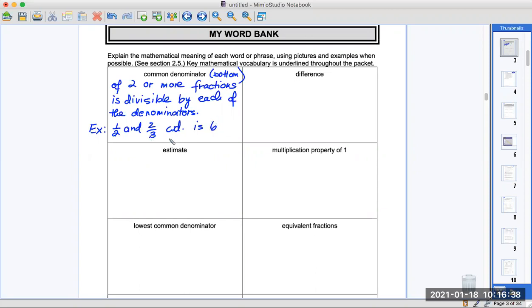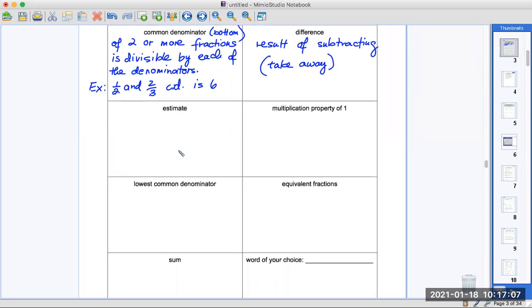Not always. Okay. Difference. The word difference is the result of subtracting. So it's a takeaway problem. Sometimes you use those words because they're elementary school words, but we're now starting to get into higher classes. So we want to be more formal. It's the result of subtracting.